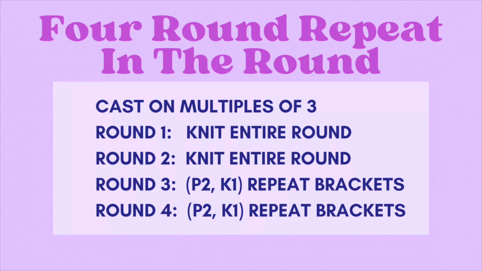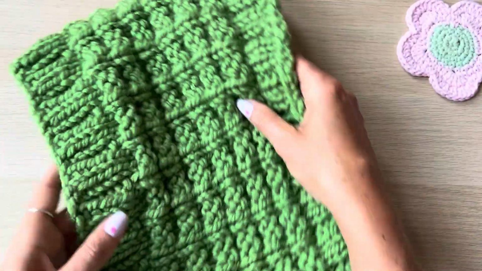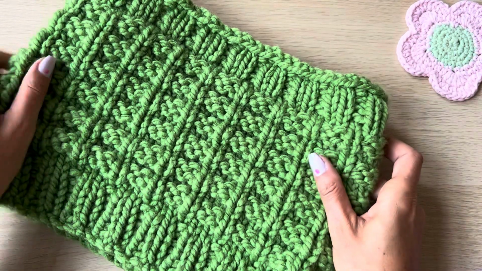The third round is purl 2, knit 1, repeat for the entire round. And this is the same for the last round. And you can see here, even though it's a slightly different 4-row repeat, you still get that lovely waffly texture.